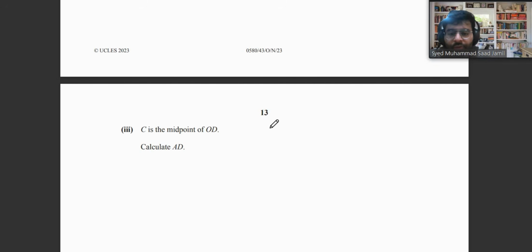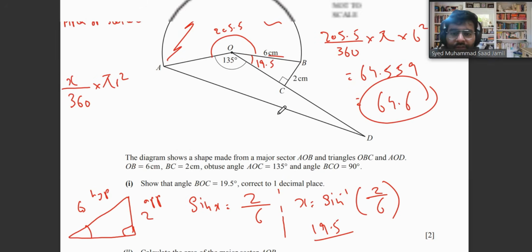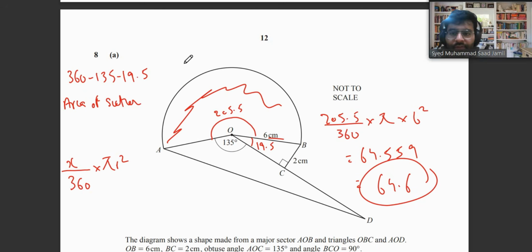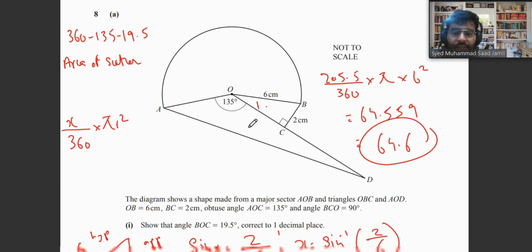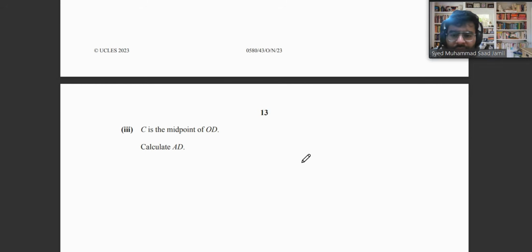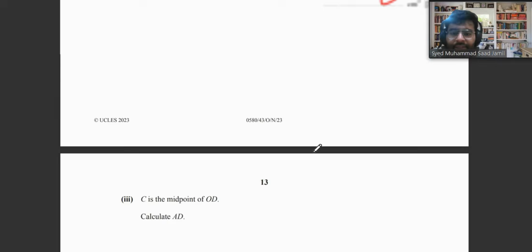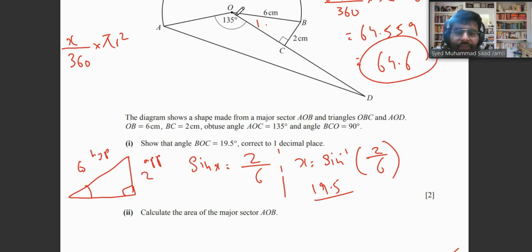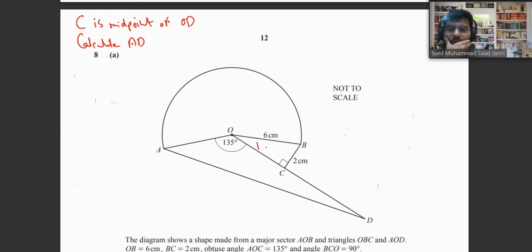C is the midpoint of OD, calculate AD. So now let me erase these things. Where is C now? C is the midpoint of OD, calculate AD. Okay, so C is the middle point of this whole line. They want us to calculate this line. So guys, even though this question seems difficult, it's actually not.